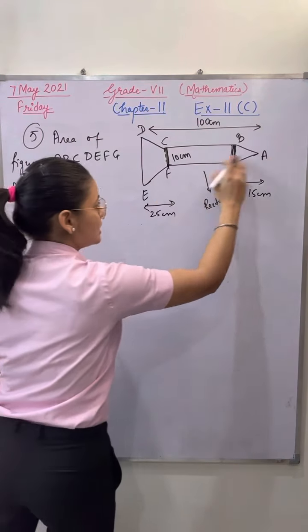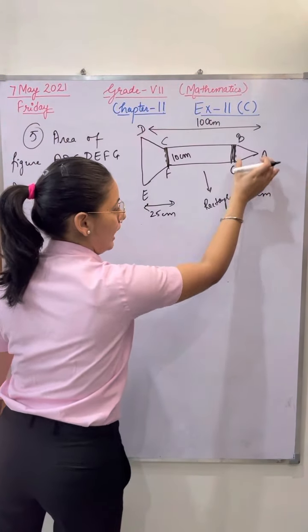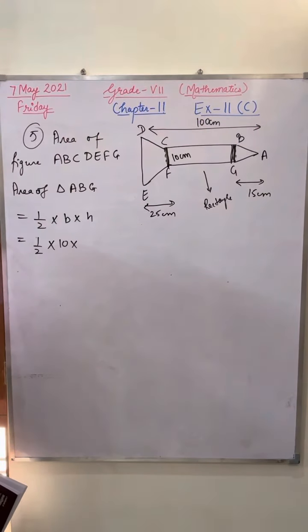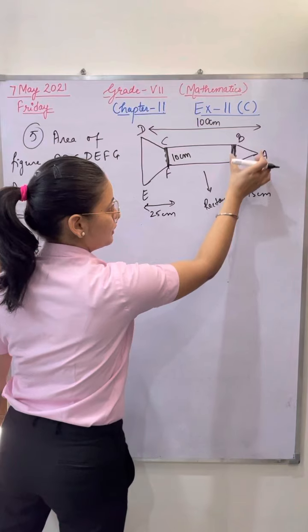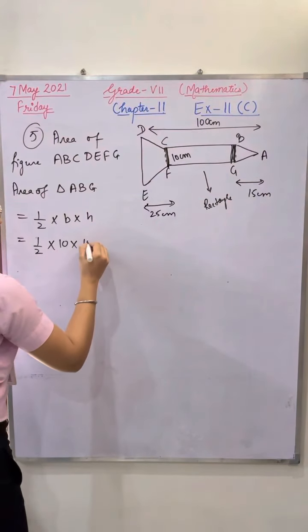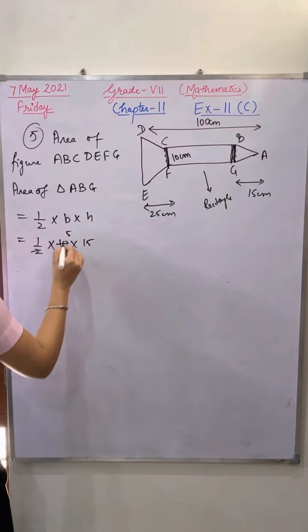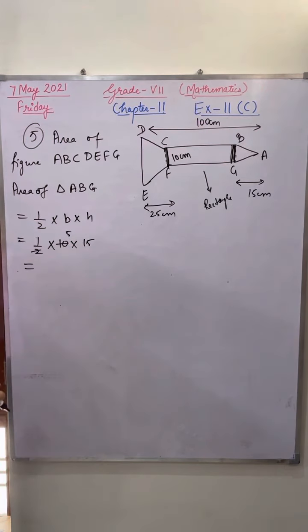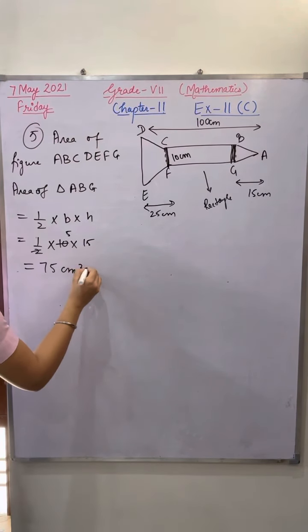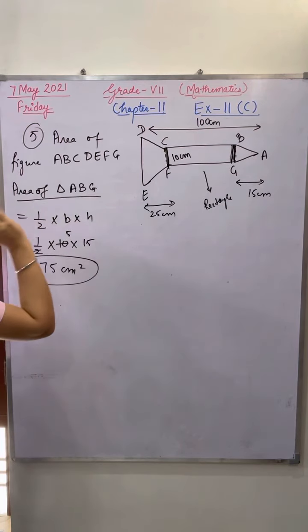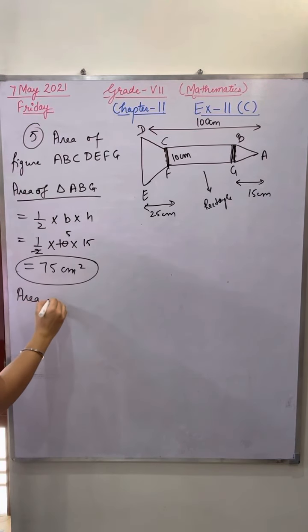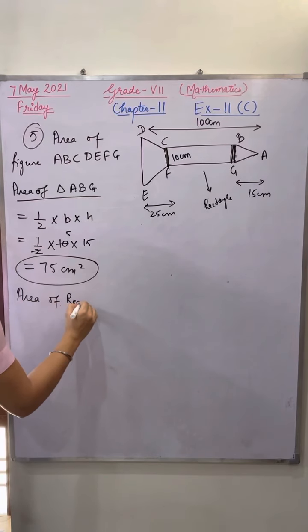And height? Height is given to you here. Height is 15 centimeter. This is mentioned here, this is the height of this triangle, 15 centimeters. So take out the area. 2 5s are 10. That is equal to 15 5s are how much? Yes, quickly. 75. Very good. 75 centimeter square. This is your first area, area of triangle.